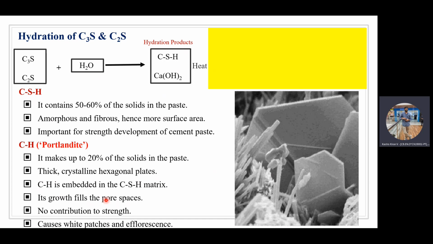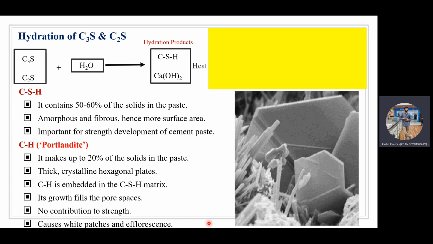But the one thing which is important is CH does not have any contribution towards the strength. Besides that, it also causes white patches and efflorescence on concrete structures. Whatever white patches or efflorescence materials you see on the surface of the concrete structure, one reason could be the CH compound. So that's about CSH and CH.